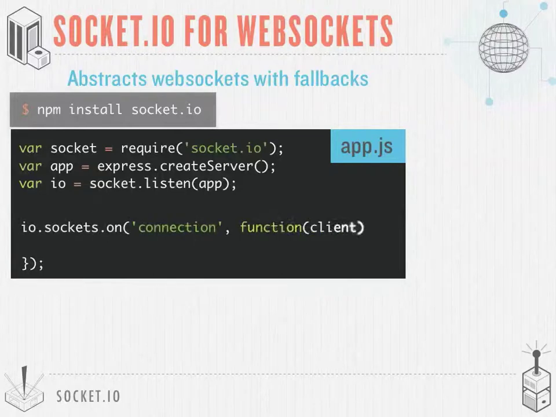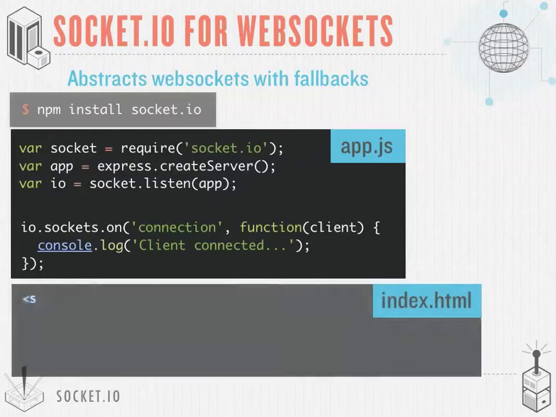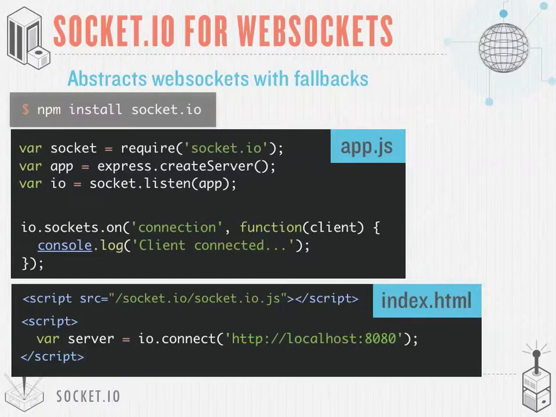Here, all we're doing is when a new client connects to our server, we're just going to log out client connected. We need a client, which in this case is just our browser. On the client side, we also need to load the Socket.io library. Then we can connect to the server from the client, passing in our server's URL.